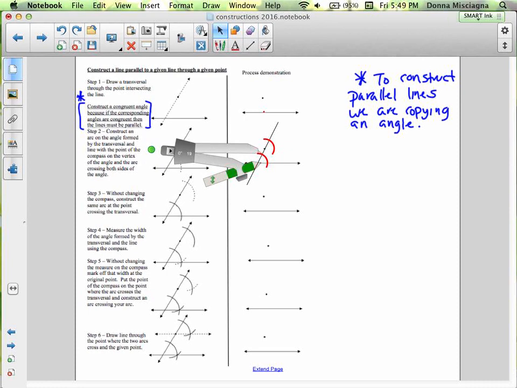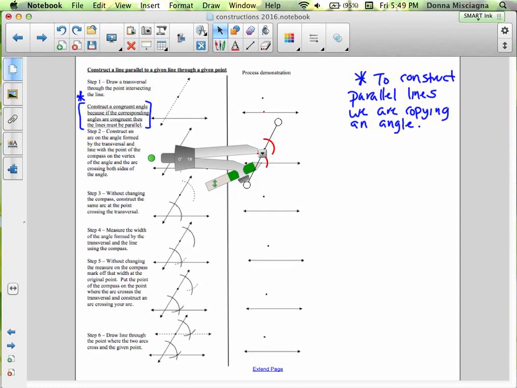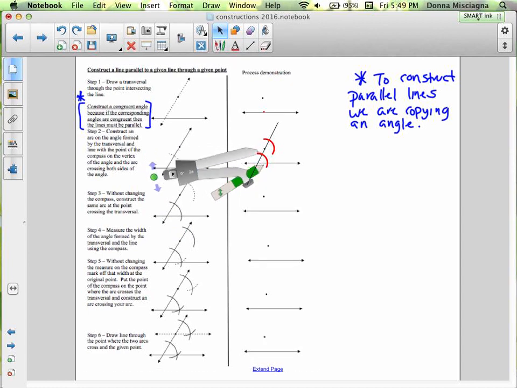Now I need to make sure that this arc is going to intersect right where the line and the arc intersect, and that is not the right opening. I need to be open a little bit more. I need to not touch the line. Just need to open that a little bit more. Okay, how about that? That's a little too much. Yeah, it doesn't handle fine movement real well.